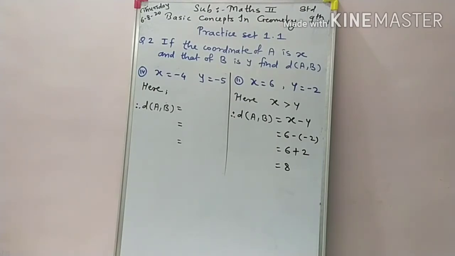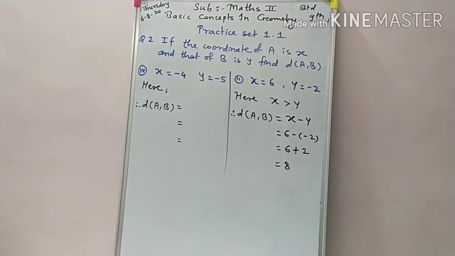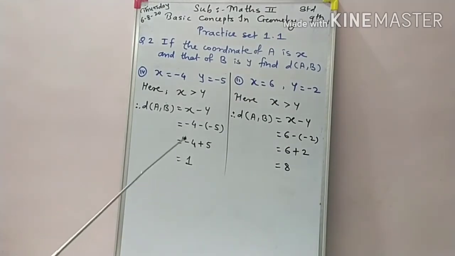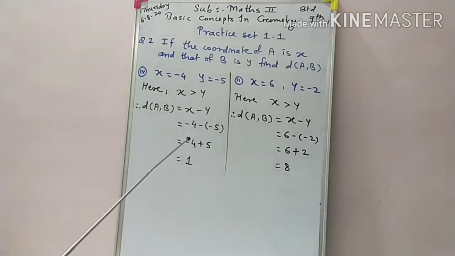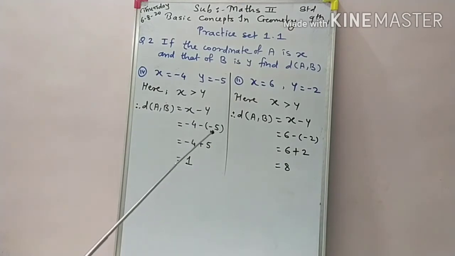So do it, students, and give me the answer like this. What do we write here? x minus y, because x is greater than y. So minus 4 minus of minus 5. Minus minus again gives plus, so minus 4 plus 5, not 9 or minus 9, because if there are opposite signs, we have to do subtraction. Subtract 4 from 5, the answer is 1, and the sign of the greater value side is plus, so plus 1.